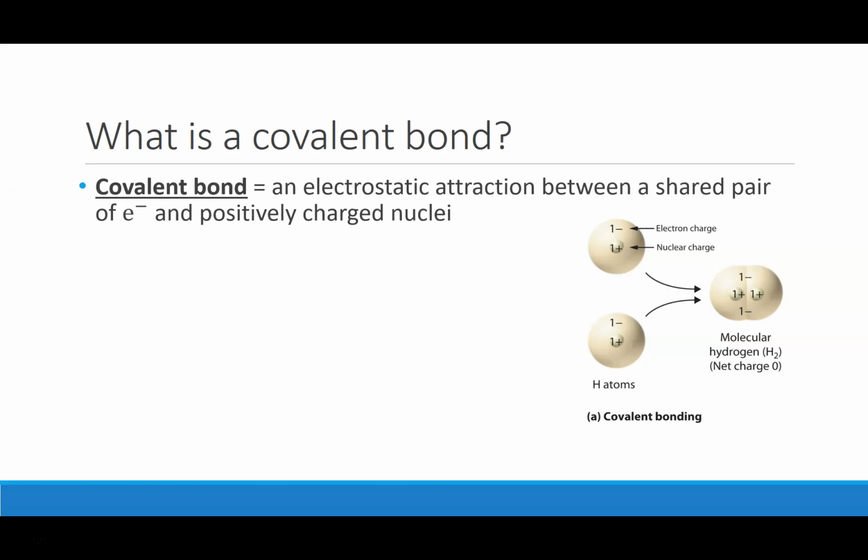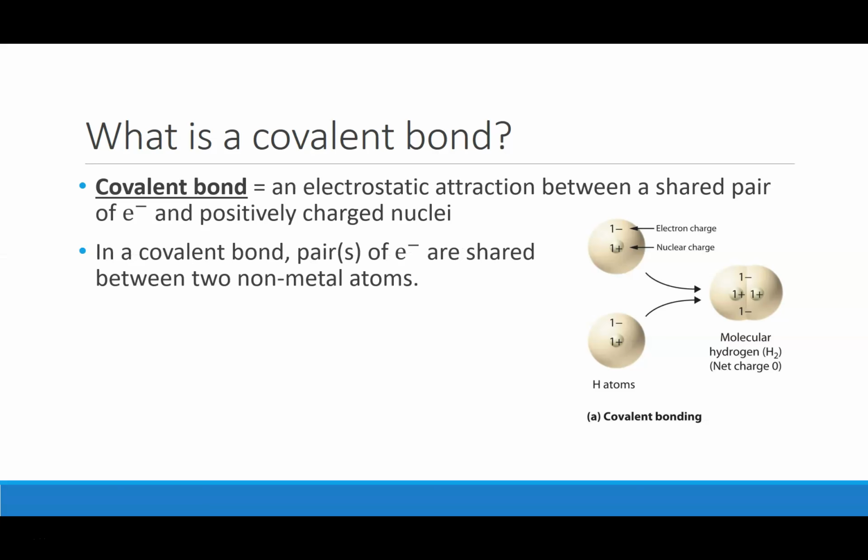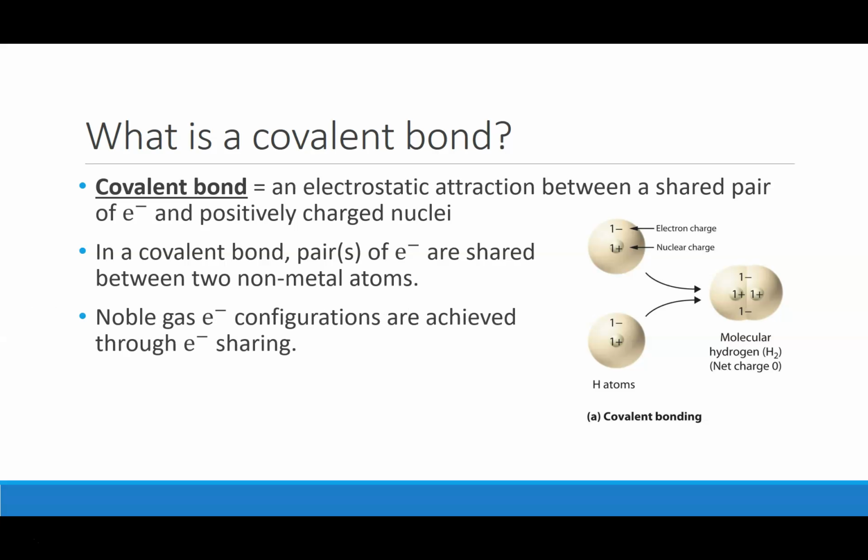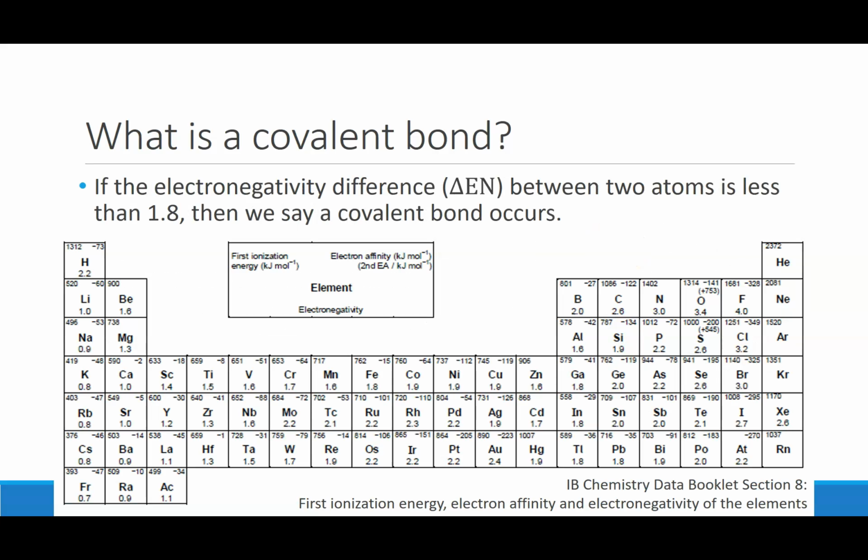A covalent bond is defined as an electrostatic attraction between a shared pair of electrons and positively charged nuclei. It is formed when two nonmetal atoms share a pair of electrons. Both atoms achieve noble gas electron configurations by sharing the electrons. Generally, we say that when the electronegativity difference is less than 1.8, then a covalent bond occurs. However, it is better to just remember that a covalent bond occurs between two nonmetals.